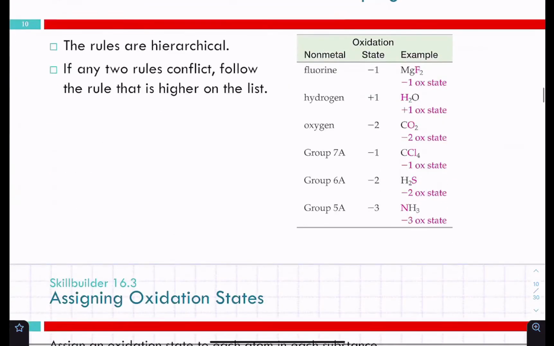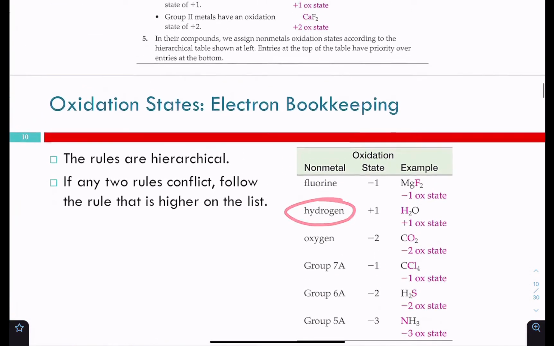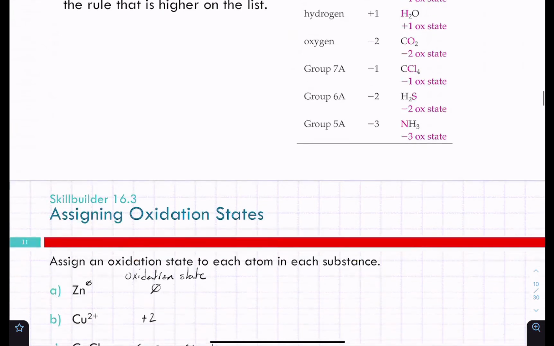Actually, can I just... let's see. Let's try this. Nope, come back. So we can use this table, while we're here. Hydrogen is really high up on this list. So it's basically always going to be +1, unless it's in some weird situation with fluorine, and then fluorine will override that. But basically, above all else, hydrogen has a +1, and oxygen has a -2. And so we're going to use those two facts to figure out what nitrogen is, because nitrogen's below both of those. Okay, so let's go back to that.